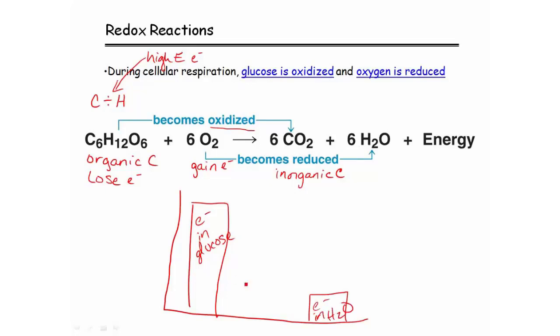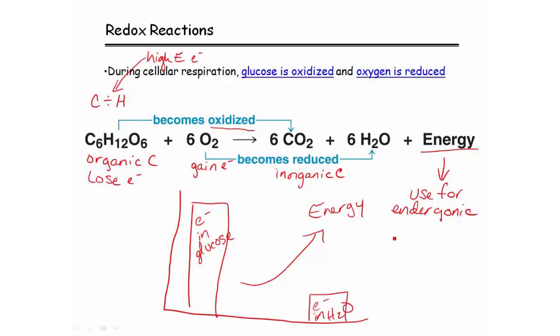And when that takes place, it is an exergonic reaction and energy is released. So notice here that we do have energy on the product side of this equation. This is an exergonic process. It does have a negative delta G. And we're going to use that energy to make ATP. So we will use it for an endergonic process, and by endergonic process, we're talking about putting ADP plus phosphate and turning that into ATP.